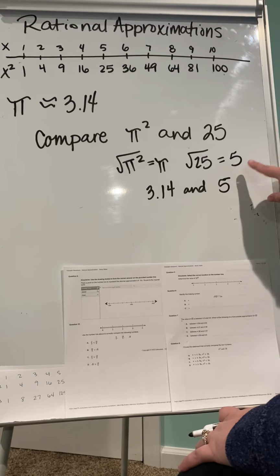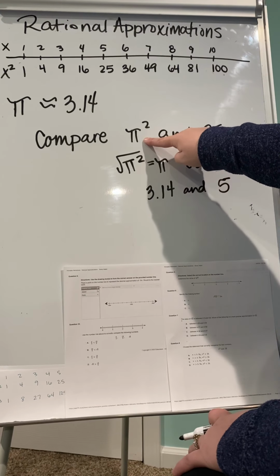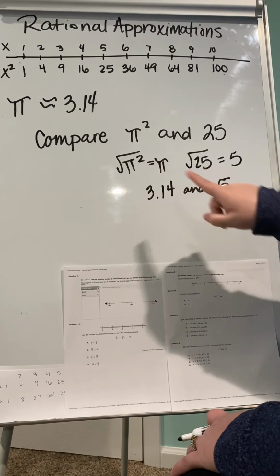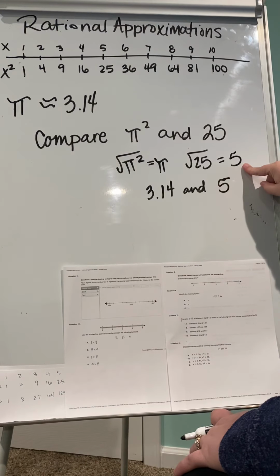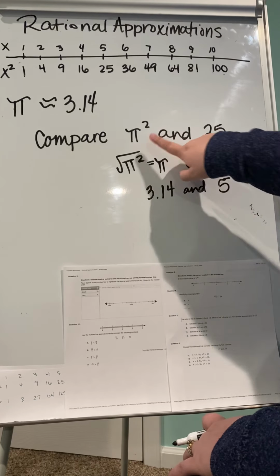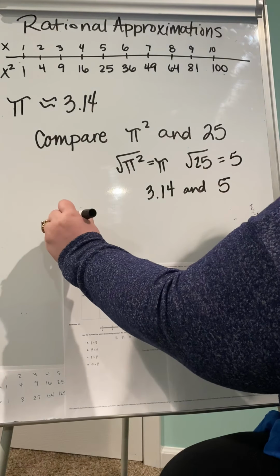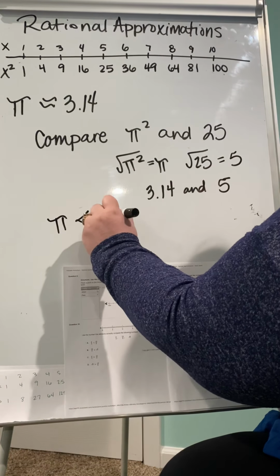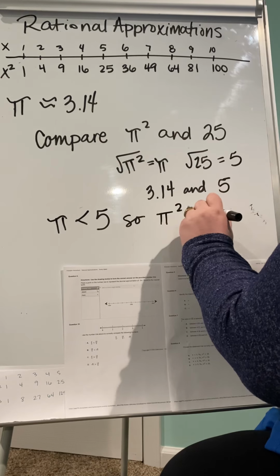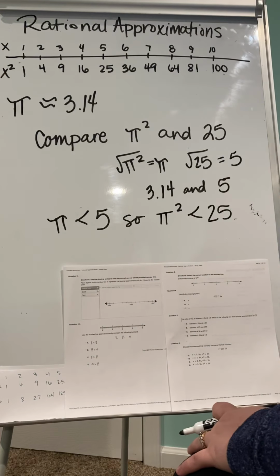Okay. 5 squared gets us to 25. Pi squared would get us to a little bit over 9. Really close to 10. Okay. So 5 is bigger than 3.14, which means that when we square both of these, 25 is still going to be bigger than whatever number that is. So we could say that because pi is less than 5, so pi squared is going to be less than 25. Okay.